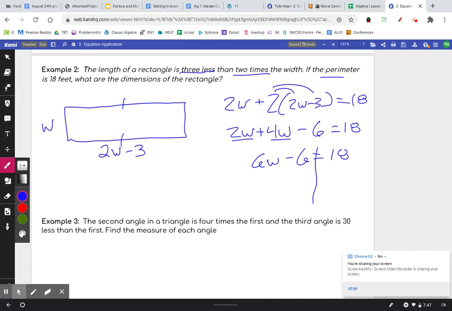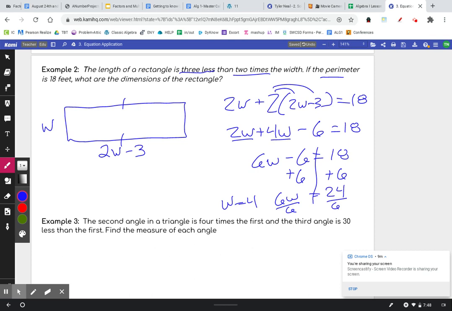I need to start isolating w. So to get rid of this minus 6, the inverse of subtraction is addition. I'm going to add 6 to both sides. Negative 6 and 6 cancel out to 0, so I'm left with 6w equals 18 plus 6 is 24. I'm going to go ahead and divide by 6 on both sides, and I'm going to get that w equals 4. Okay, so all we know right now is w equals 4.